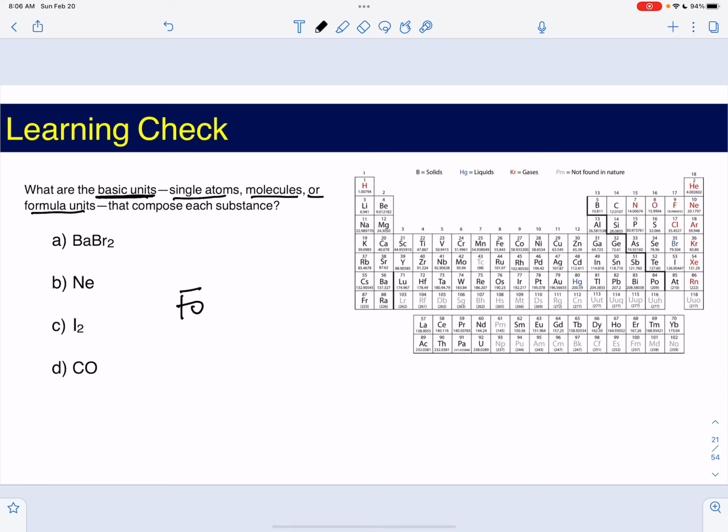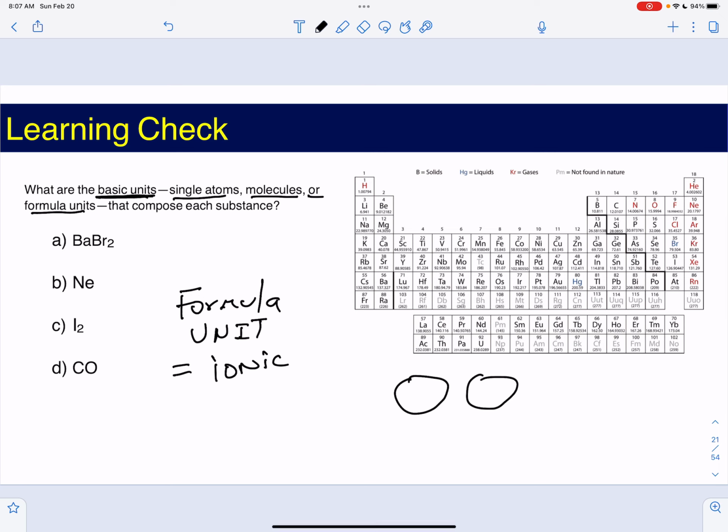A formula unit is a new concept that we haven't touched yet. A formula unit refers to ionic compounds. So if you have an ionic compound, you do not have a molecule. Even though I told you that when you have 2 atoms or more bonded together, you have a molecule, an ionic compound is not like that.